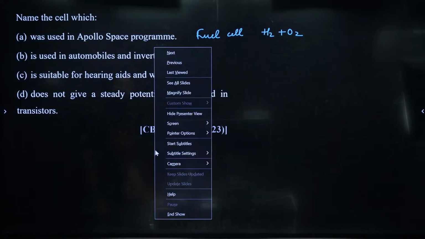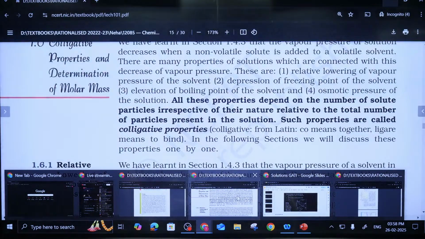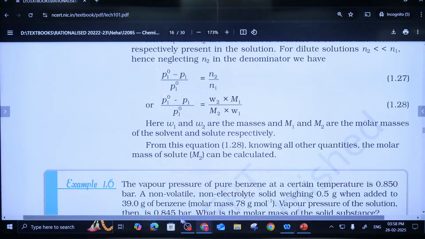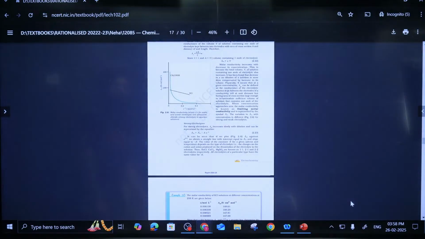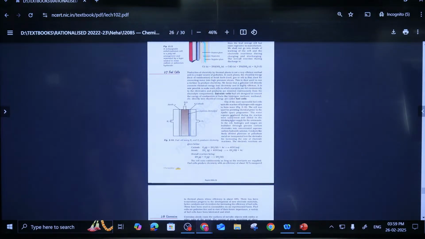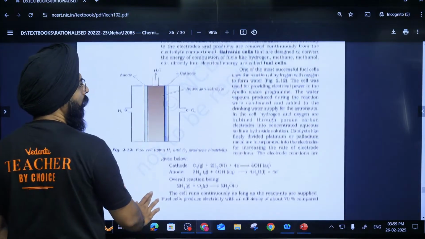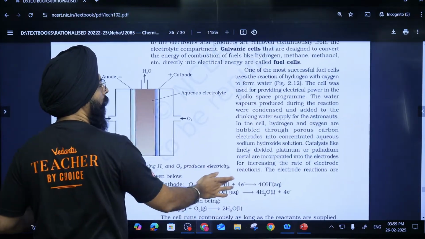So I will revise all these batteries and cells for you quickly. They are given in the good old book of NCERT. Where is our electrochemistry? Yeah. So this is the example of a fuel cell. Yeah. Apollo space program.